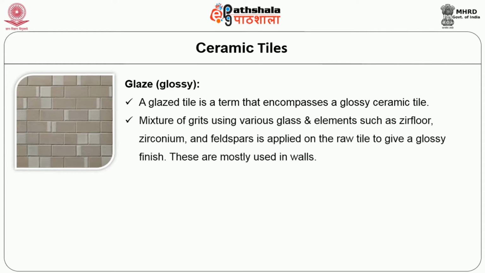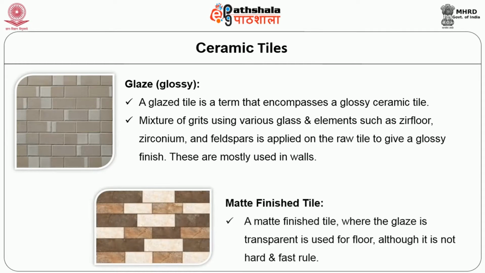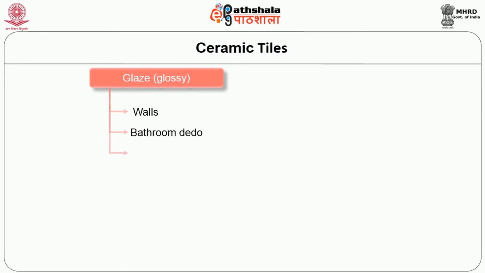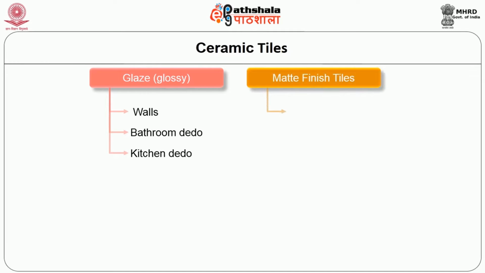The glazing process is one where glaze, a mixture of grits using various glass and elements such as zirconium and feldspar, is applied on the raw tile to give a glossy finish. These are mostly used in walls, and a matte finish tile where the glaze is transparent is used for floors, although it is not a hard and fast rule. Normally, glazed tiles are used on bathroom dados and kitchen dados. Now, the matte tiles are used on the passages, stairs and cladding.